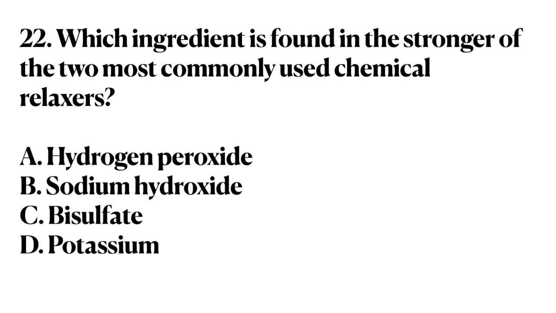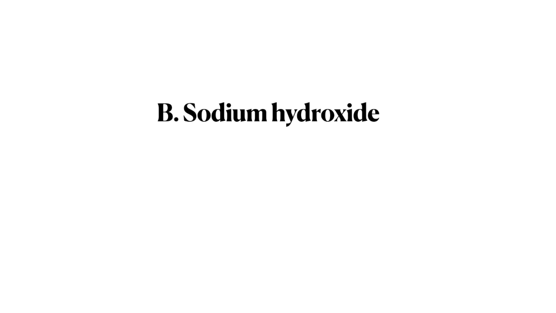Number 22. Which ingredient is found in the stronger of the two most commonly used chemical relaxers? A. hydrogen peroxide, B. sodium hydroxide, C. bisulfate, D. potassium. The answer is B. sodium hydroxide.